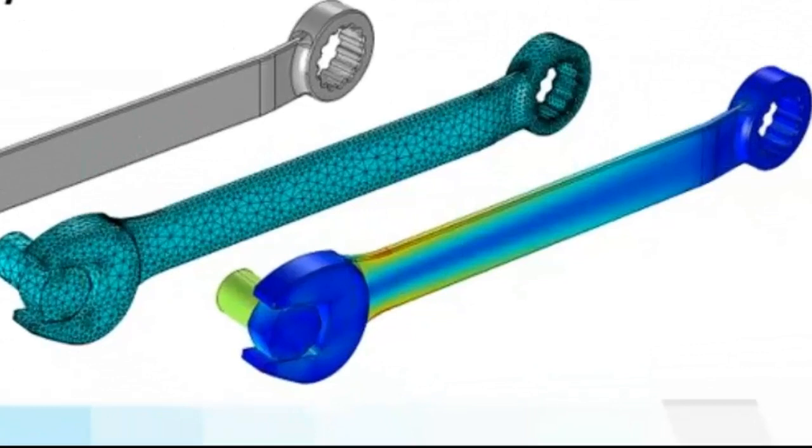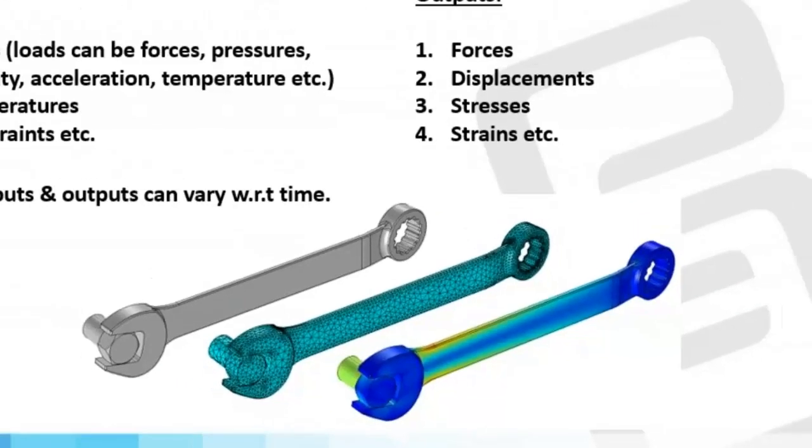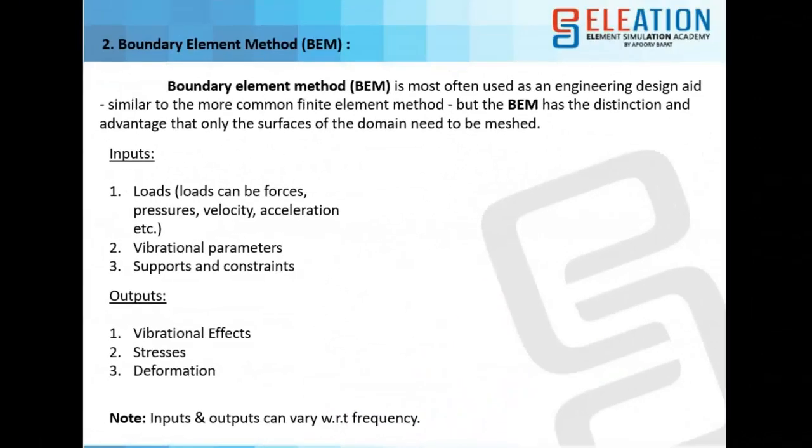So basically finite element methods tell you from where exactly the component is going to fail, what will be the exact location of maximum stress, exact location of maximum deformation. It gives you the answer on exact point location. Then let's see what is boundary element method.